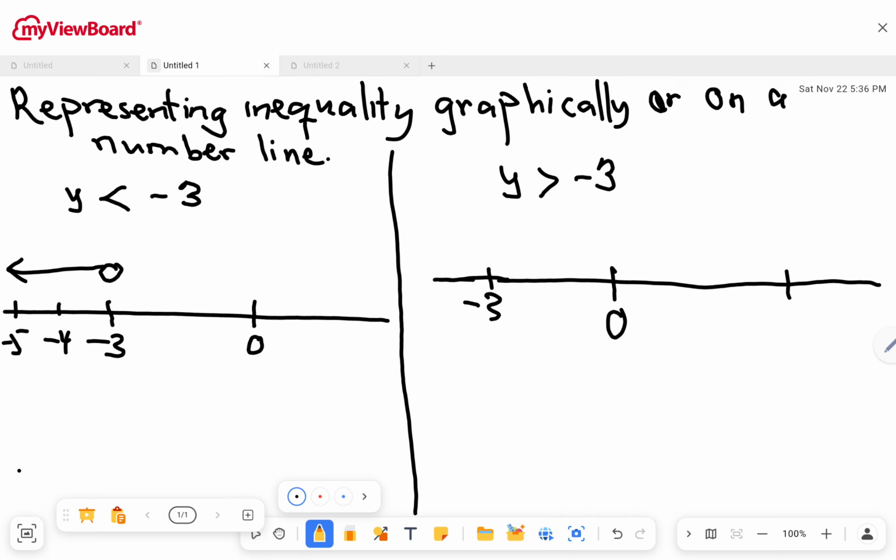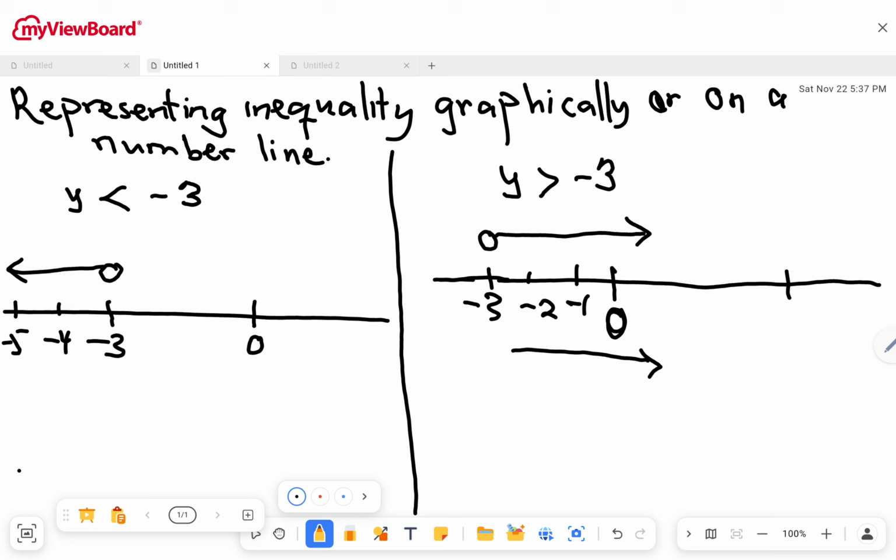Now we are having y is greater than negative 3. Now, if you try to number it, we are going to see that we are going to have negative 2 here, which is greater than negative 3. Then we are going to have negative 1 here, which is greater than negative 3. And even this 0 is greater than negative 3. So since all the numbers pointing to your right hand side are greater than negative 3, then it means you draw a circle and you show your arrow to your right hand side.